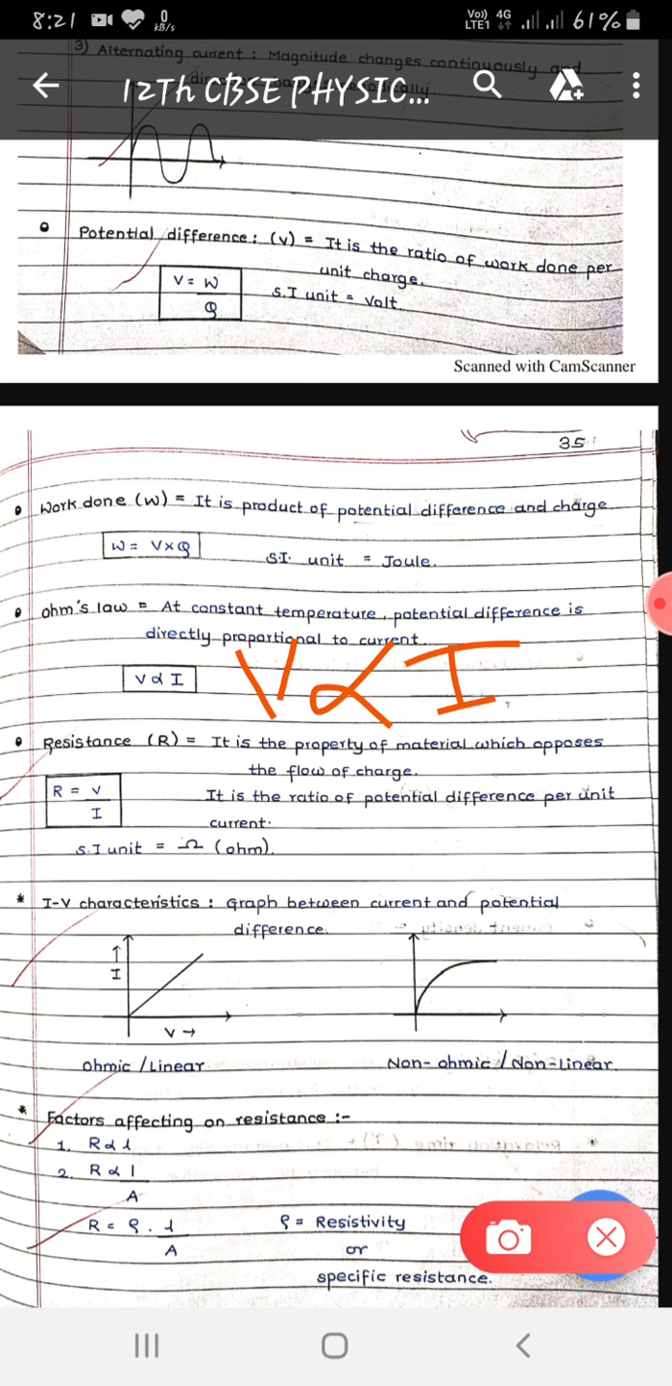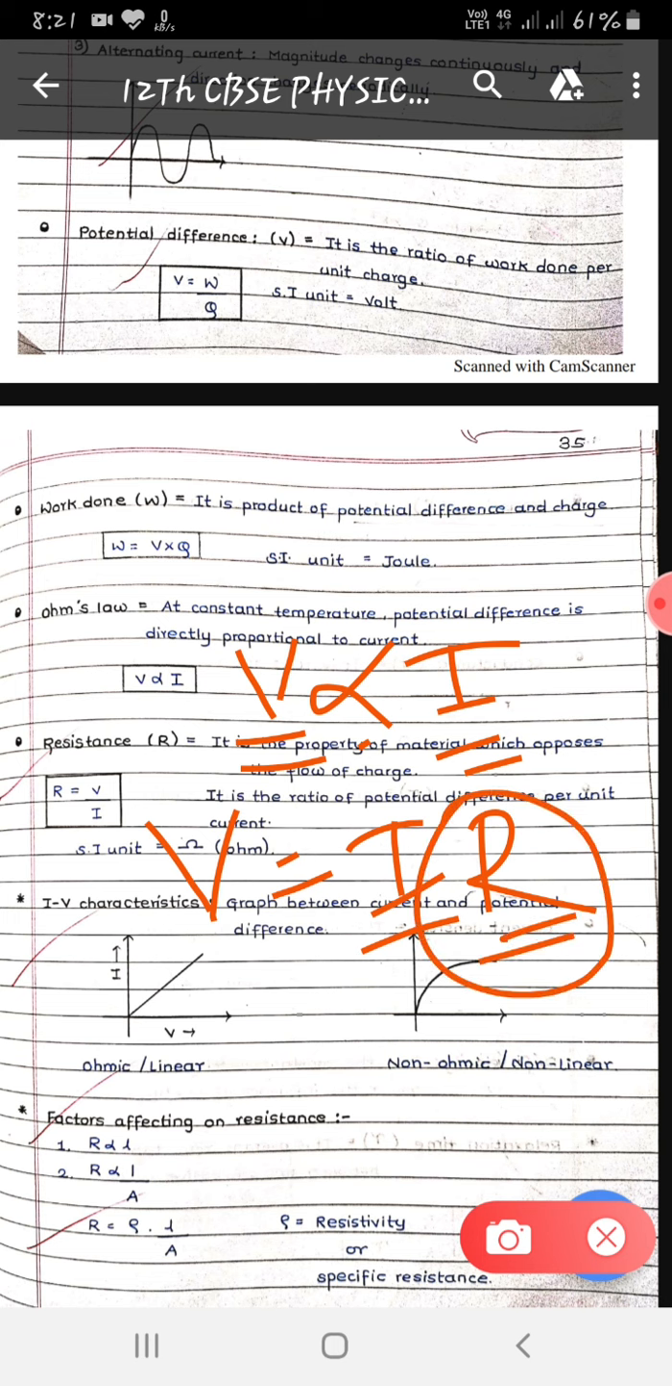So we have to write V is proportional to I, that is, potential difference is proportional to current. What is the root cause of current? Unless and until there is a potential difference between two terminals, we cannot make current flow. That's why potential difference is the basic cause of the current. Current is there due to the potential difference. Then if you remove the proportionality sign, V is equal to IR. Here I is current and R is a constant called resistance.